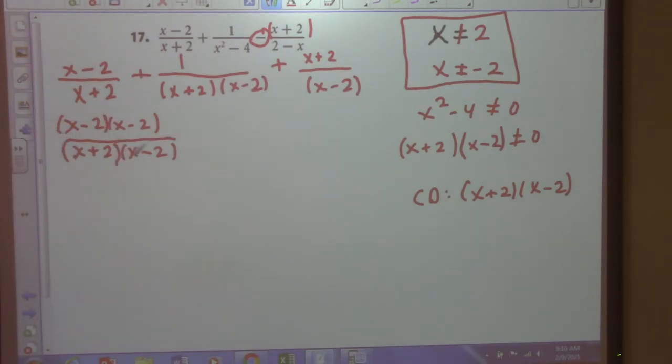Okay. So next, we already have that common denominator here, don't we? So we have plus 1 over x plus 2, x minus 2. And then finally, we have this over here. We have x plus 2 over x minus 2. And what do we have to do with this guy now? X plus 2. Yeah.